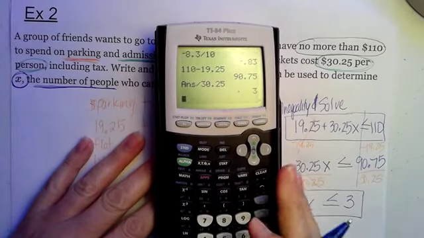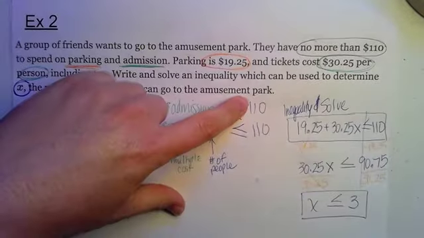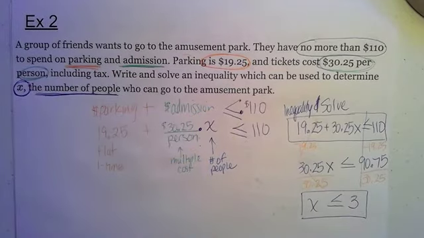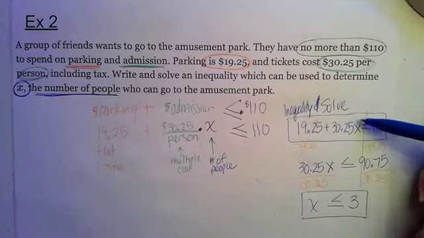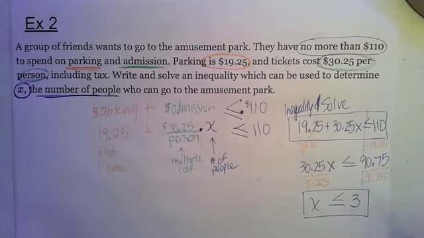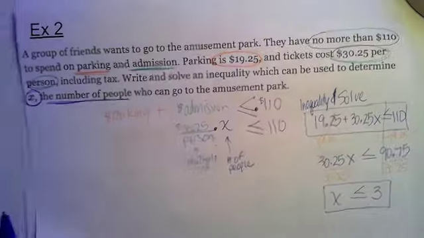So that means they can take 3 people and not spend more than $110. And they'll spend exactly $110. All right, ladies and gentlemen, you are writing inequality and solving the inequality. So take your time, and again, ask your neighbors if you think you need help. Let's try one more.